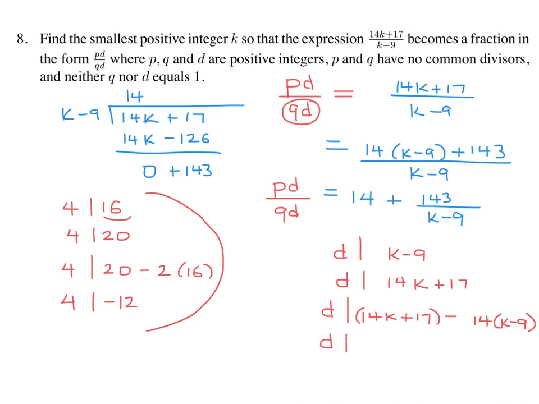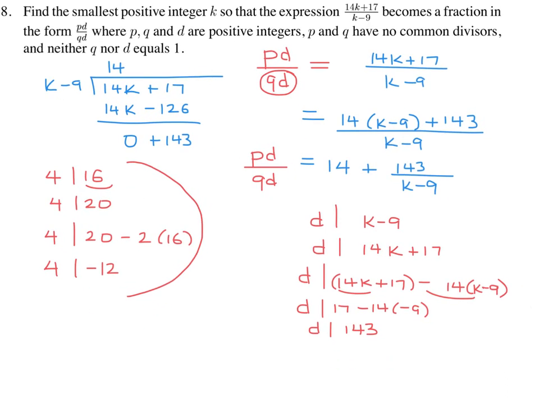And if we expand this, this becomes 14k minus 14k, right? These two cancel. And then 17 minus 14 times negative 9, and that means this is 143. So D is divisible into 143. Now, 143 is not a prime number, right? I think it's 11 times 13? Yeah, it's 11 times 13. So D is divisible into 143, but 143 is really just 11 times 13. So D can be either 11 or 13. All right, let's see what value of K we get for D equals 11 and D equals 13.